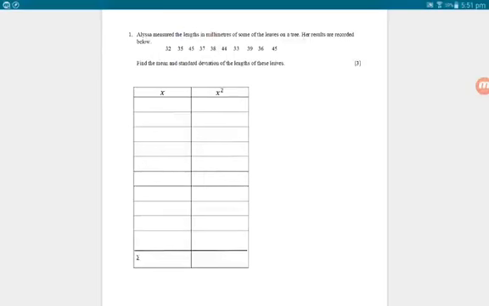In this video, I'm going to show you how to determine the mean and standard deviation, first for ungrouped data and then for grouped data.